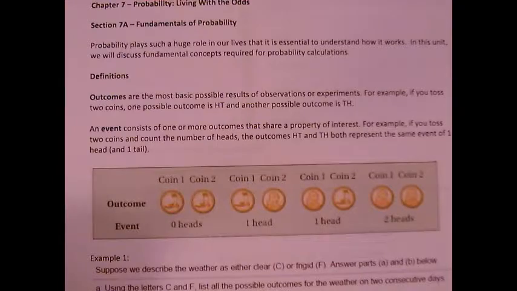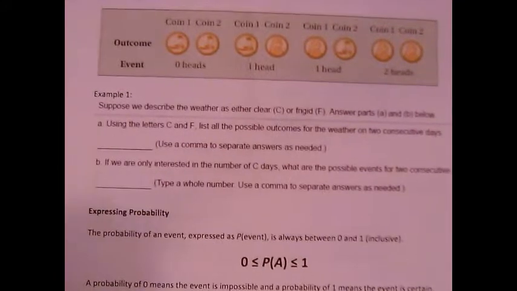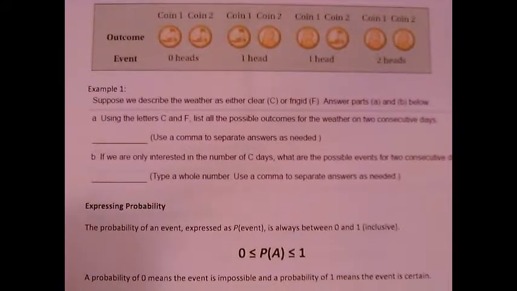Now let's look at an example of listing all the possible outcomes. Let's say we describe the weather as either clear, which is C, or frigid, which will be F. Answer parts A and B below. In part A, we're going to be using the letters C and F to list all the possible outcomes for the weather on 2 consecutive days. The way I would do this is create a tree diagram with branches here.